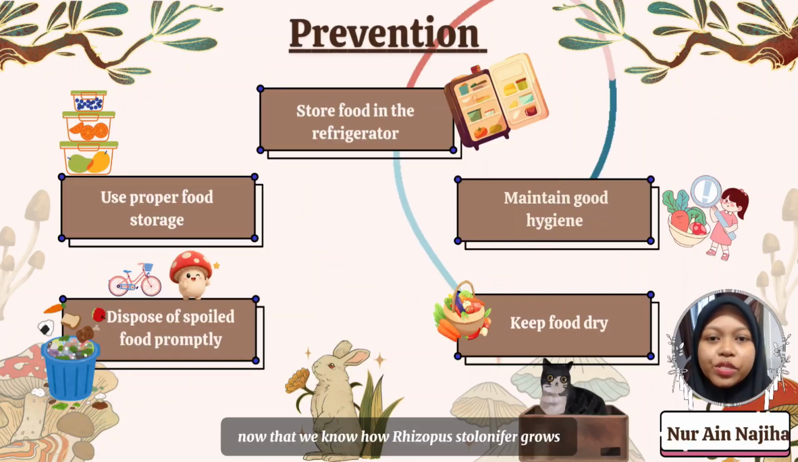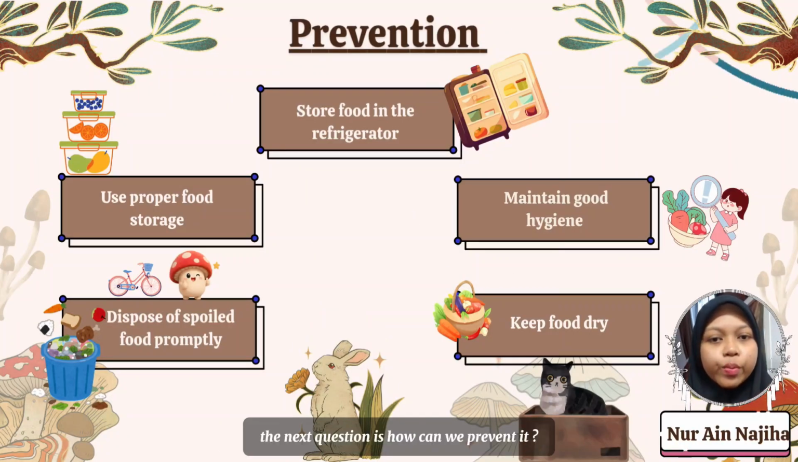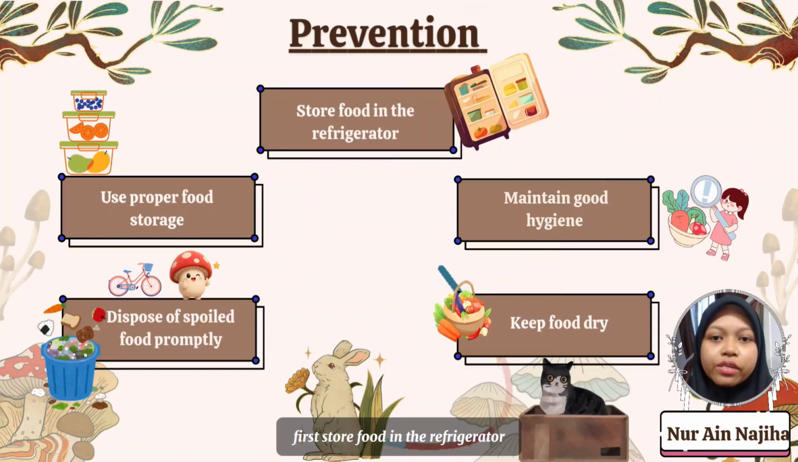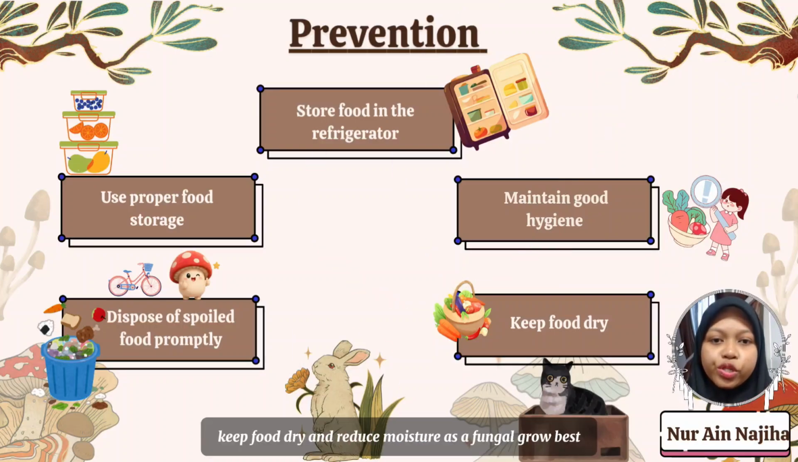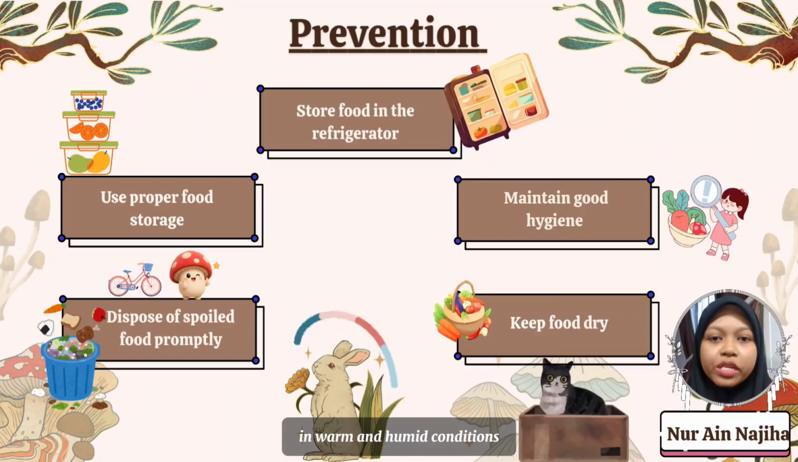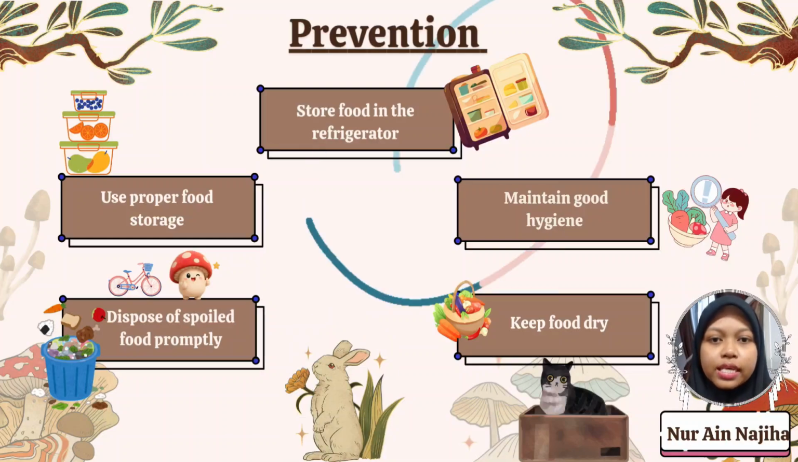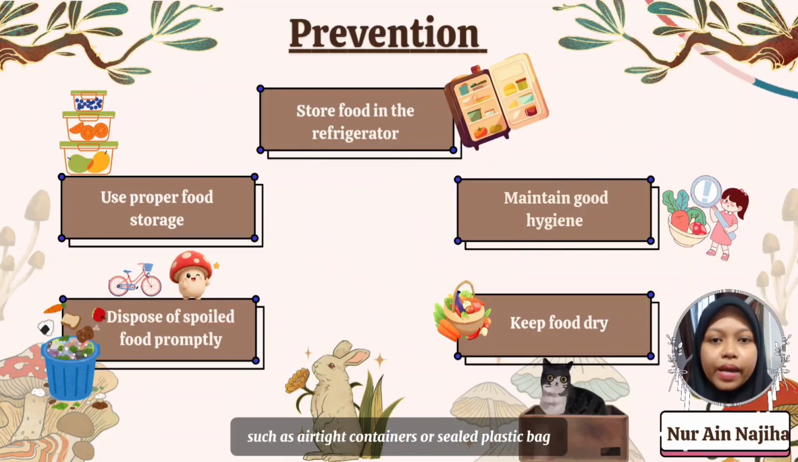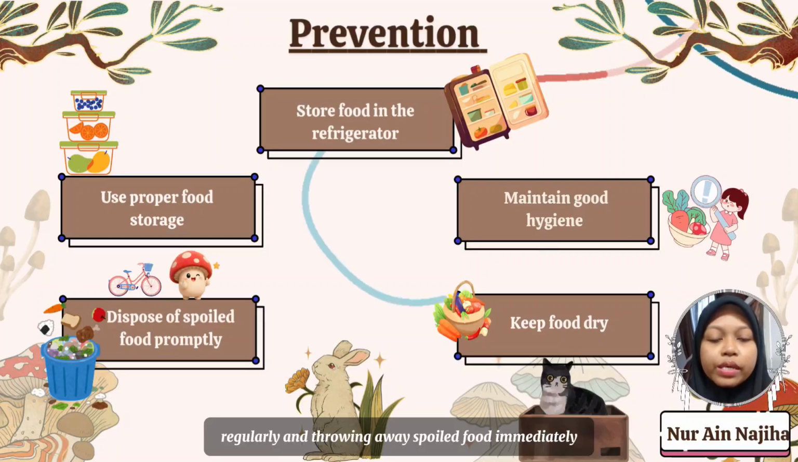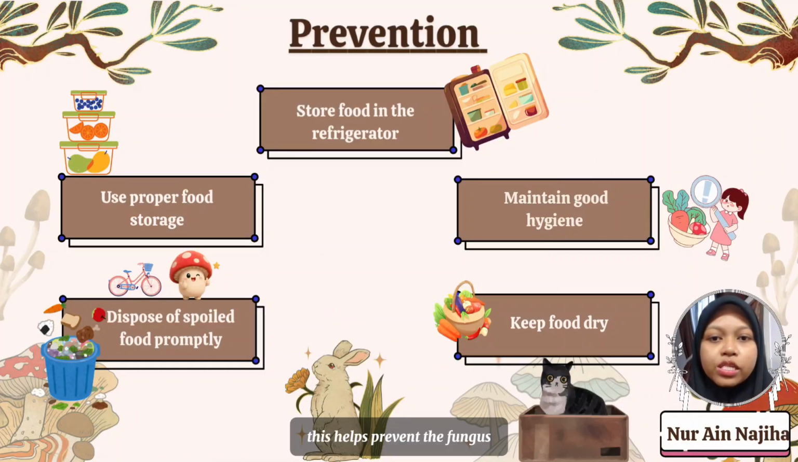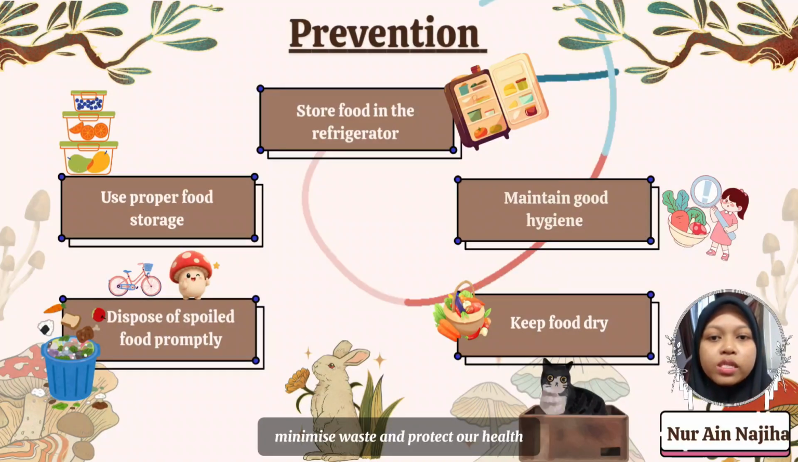Now that we know how Rhizopus stolonifer grows, the next question is how can we prevent it? The good news is that preventing its growth is actually quite simple. First, store fruit in the refrigerator because low temperatures slow down the fungal growth. Second, keep fruit dry and reduce moisture as the fungus grows best in warm and humid conditions. Third, use proper fruit storage such as airtight containers or sealed plastic bags to reduce exposure to the fungal spores in the air. Finally, maintain good hygiene by cleaning kitchen surfaces regularly and throwing away spoiled food immediately. This helps prevent the fungus from spreading to the fresh food. By following these simple steps, we can reduce food spoilage, minimize waste, and protect our health.